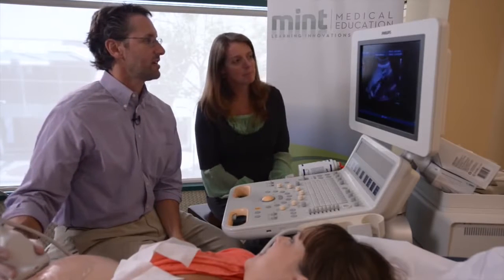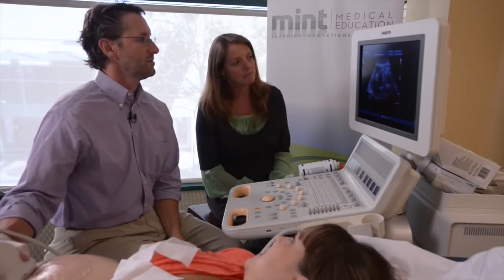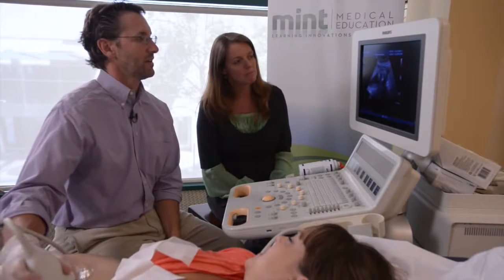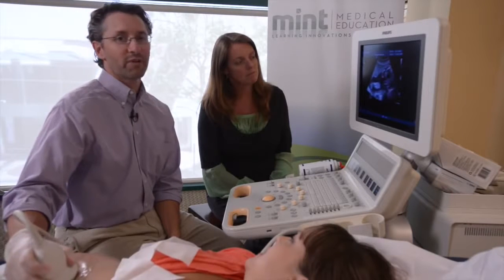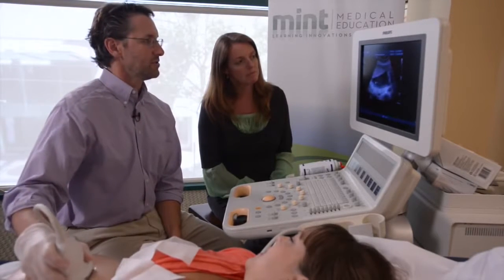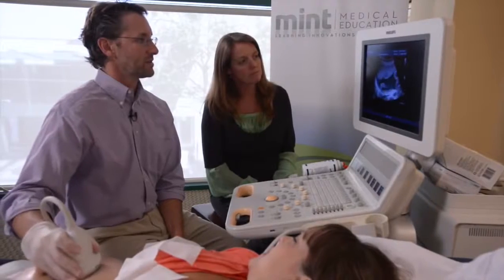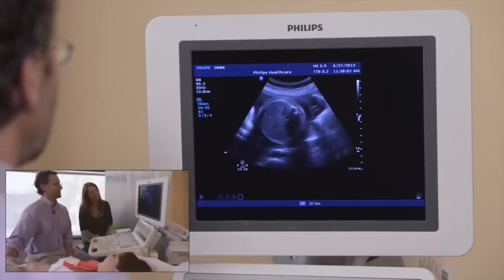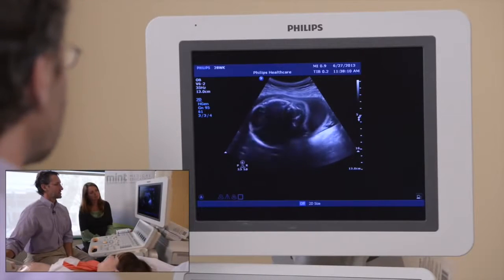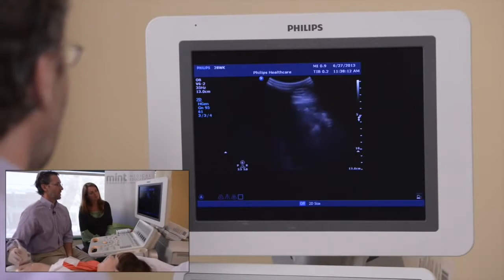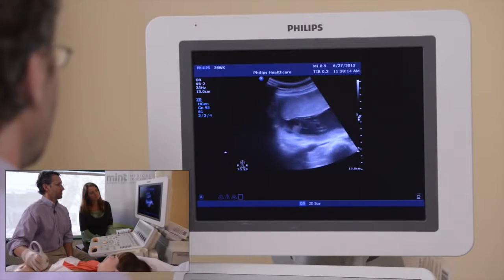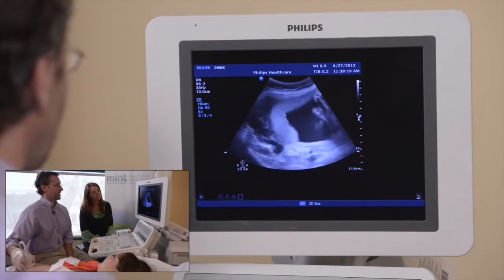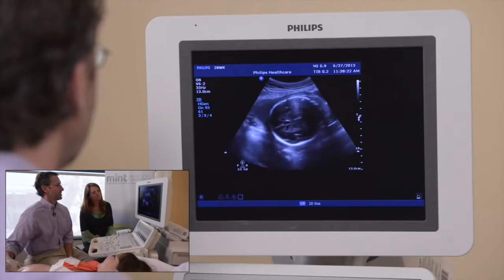So let's get started. The first thing we always do when we are scanning any pregnancy is to do a general overview of the uterus. I like to start in the left upper quadrant of the uterus and scan all the way down, assessing first and foremost how many babies are in there. You want to make sure to look everywhere and count. It's not hard, but it's important.